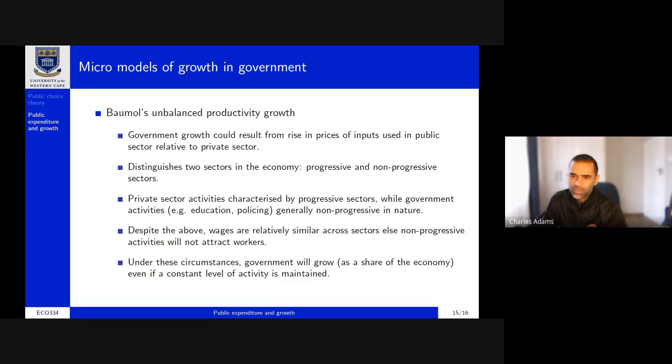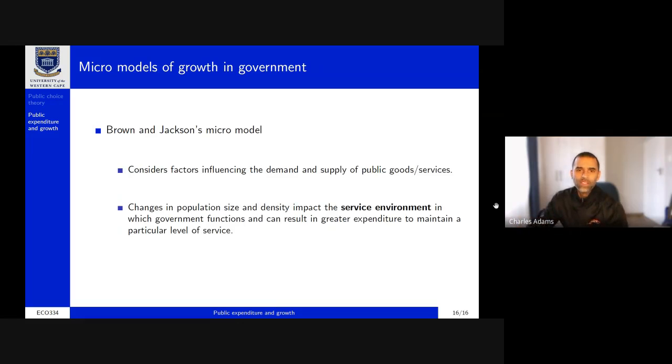With teachers, it's less clear that there's a lot of competition from outside of government, causing salaries to increase there. But we'll get to that in a moment as well.